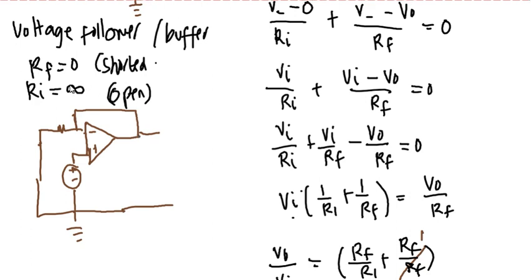And then our Ri will be infinite, so we just open it. Both are open values, so this part is simply gone. Both of them, this part is removed. The appearance of our circuit will be like this. This is what our circuit looks like if we are considering a buffer or a voltage follower.